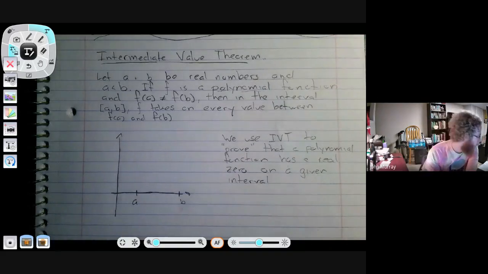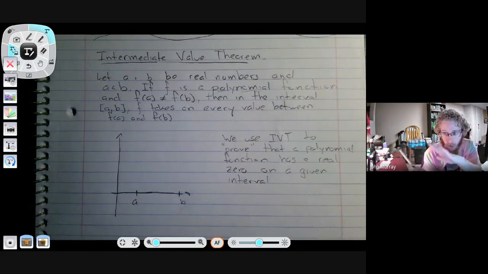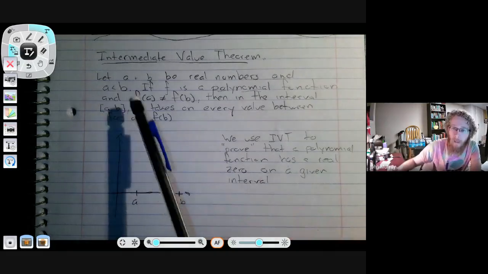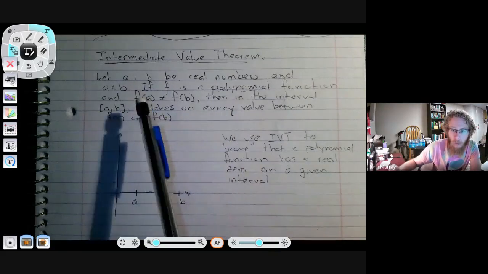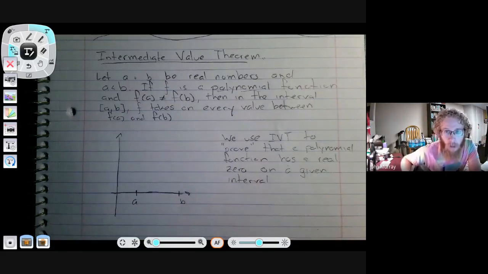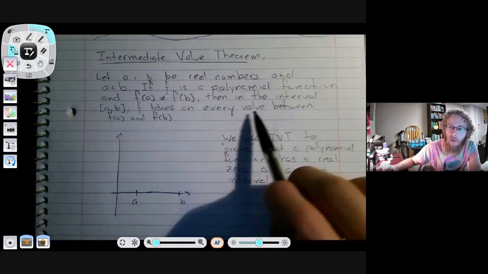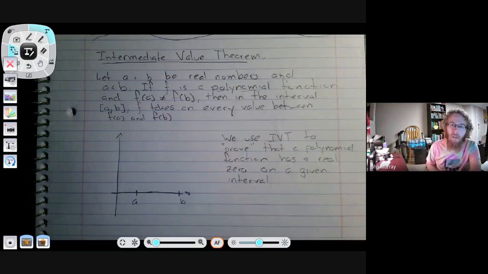because like we saw earlier this week, polynomials are continuous, okay, and they're smooth. So there's no jumps, there's no tricky maneuvers happening. Very straightforward. And if f of a doesn't equal f of b, so when you plug those values into the polynomial, you don't get the same value, then the Intermediate Value Theorem tells us that in between a and b, the function will take on every value between f of a and f of b.